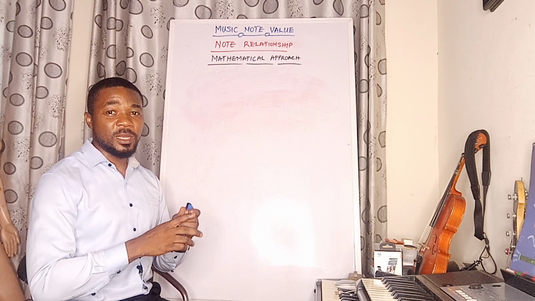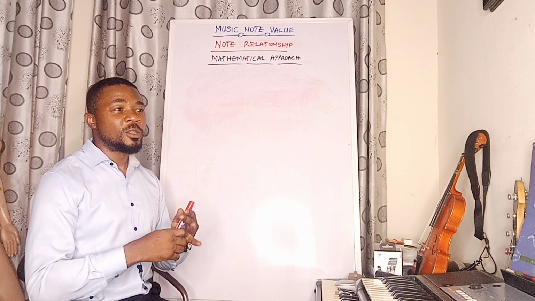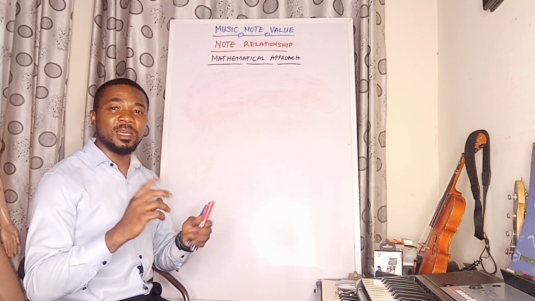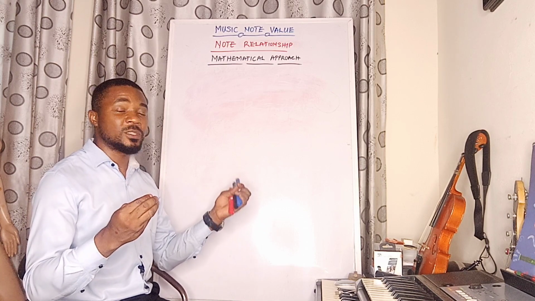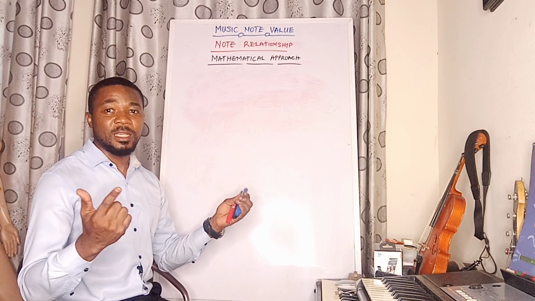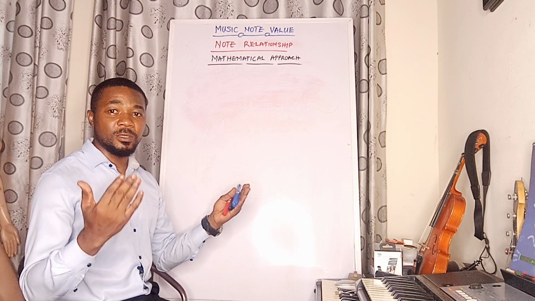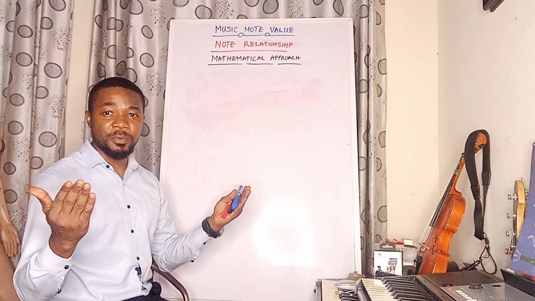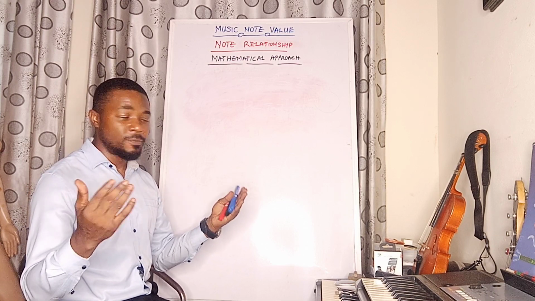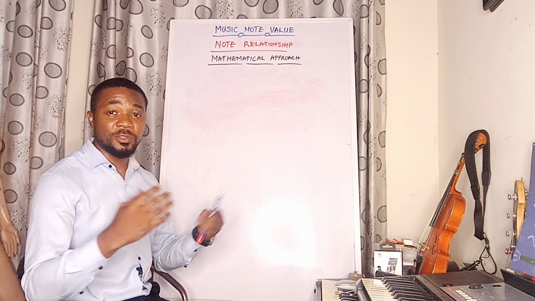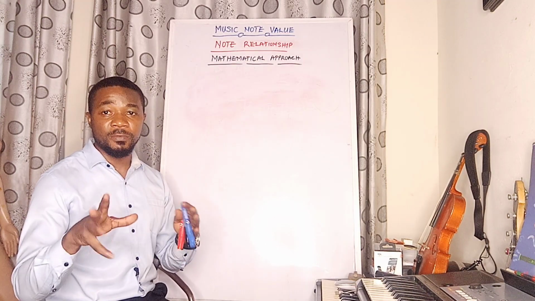issue, especially if you are new to music and you find it difficult, you're a beginner, to recognize or to understand how many of these notes I can get in note B, how many quavers are there in a semibreve, how many crotchets are there in a minim, and so on and so forth. So how do you understand this relationship? We're going to be using a mathematical approach to unravel this concept.